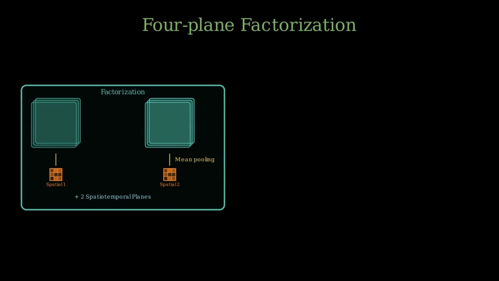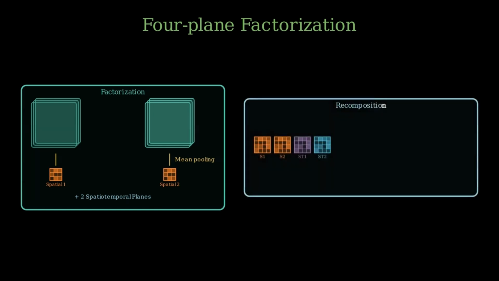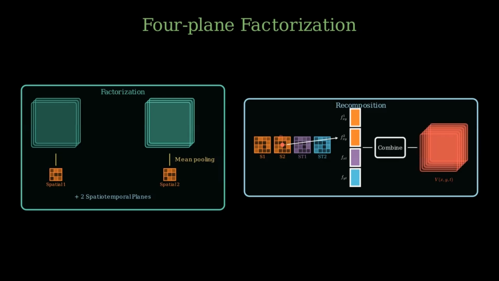The volume is split into two non-overlapping temporal segments. Each segment undergoes mean pooling to generate its own independent spatial plane, alongside two shared spatiotemporal planes. During recomposition, features from these four planes are concatenated and combined to reconstitute the spatiotemporal volume. This precise structure retains critical temporal dynamics while maintaining the massive computational benefits of orthogonal factorization.